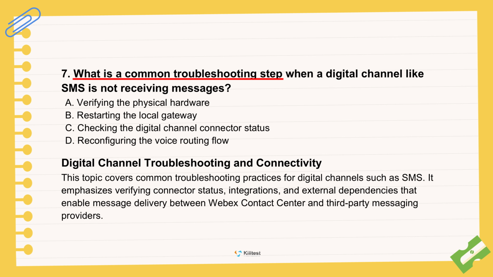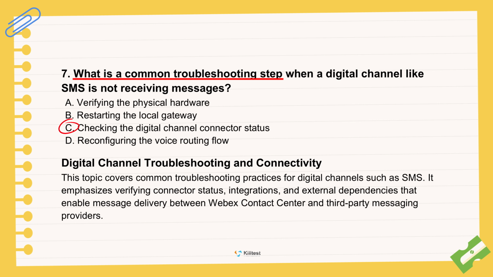A lot of legacy engineers, their muscle memory is restart the gateway, the old turn it off and on again. Sure. But the answer is option C, checking the digital channel connector status. And why are the others wrong? Well, A and B are about hardware and voice gateways. SMS doesn't touch your local voice gateway. It's a cloud-to-cloud text message. It completely bypasses your local site.